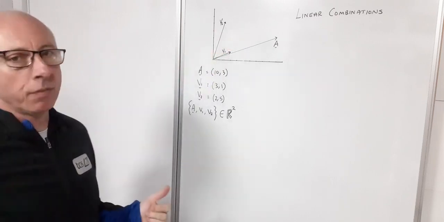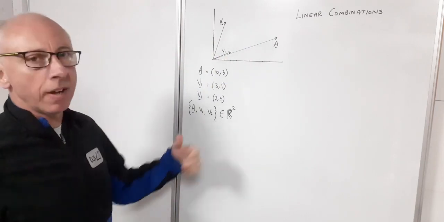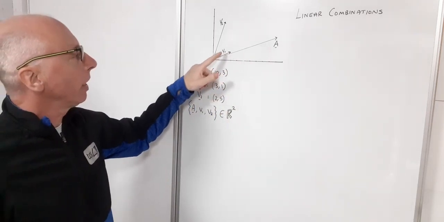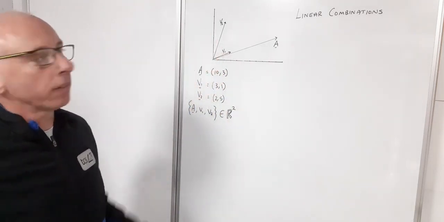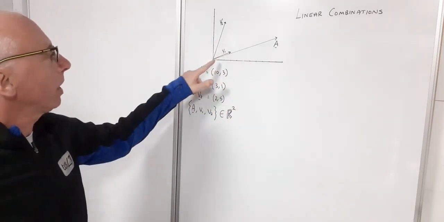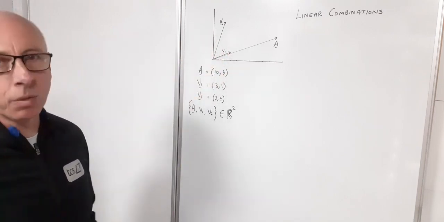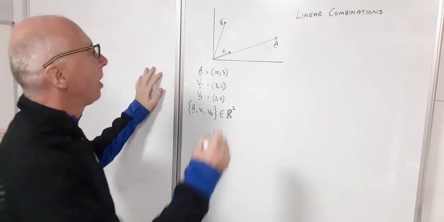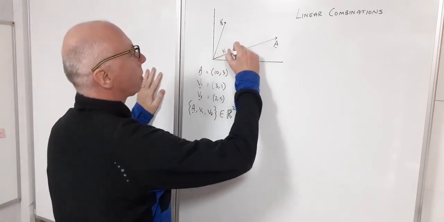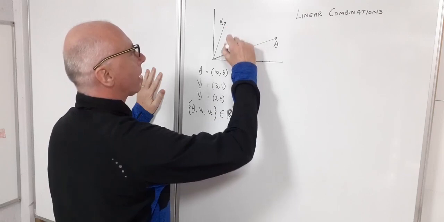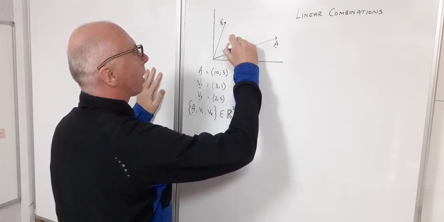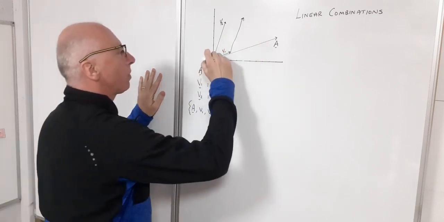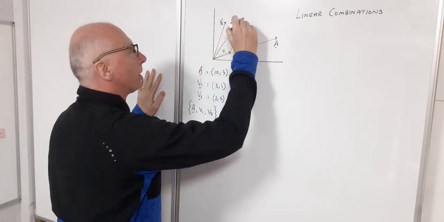Now what we're looking for is, can we make vector A from a linear combination of vector 1 and vector 2. Now we can see here, there's vector 1 and there's vector 2. Now if I just draw vector 1 and 2 together, this vector 2 added onto vector 1 will go somewhere like that. And then I would end up with this vector here as my resultant vector.